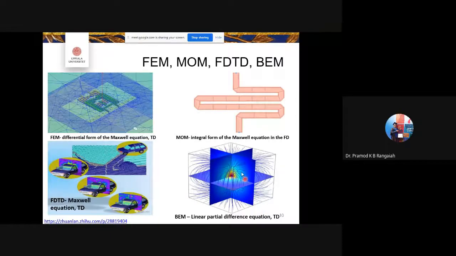And we do have one more mathematical technique called BEM, the boundary element method technique. This works with linear partial differential equations in the time domain. What it does is take a circuit, and we have to create a 3D boundary for the device, and it will solve the problems using a linear partial differential equation and give a result based on that.